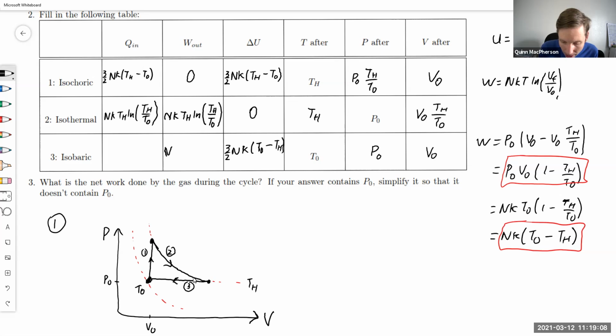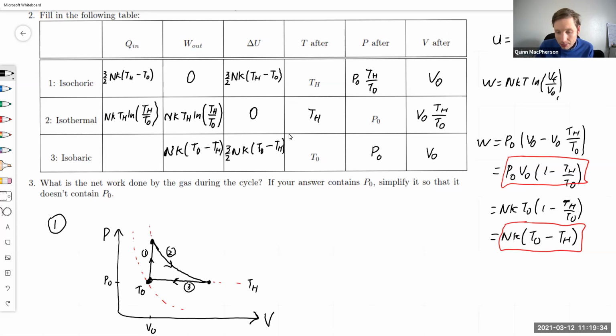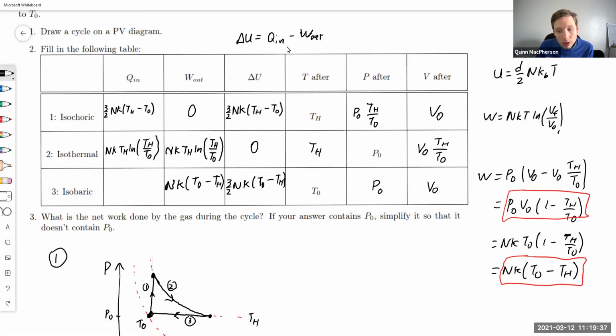So NK times T initial minus T hot. Okay. And for this one, I could just use the first law of thermodynamics here, conservation of energy, this value and this value to deduce that value, but I'm actually going to do it in a separate way.